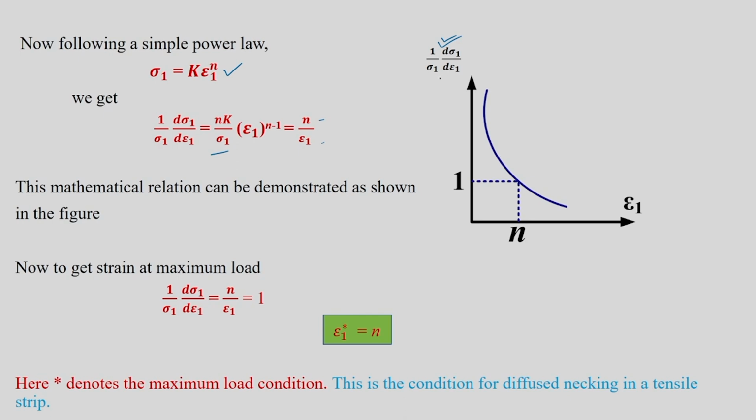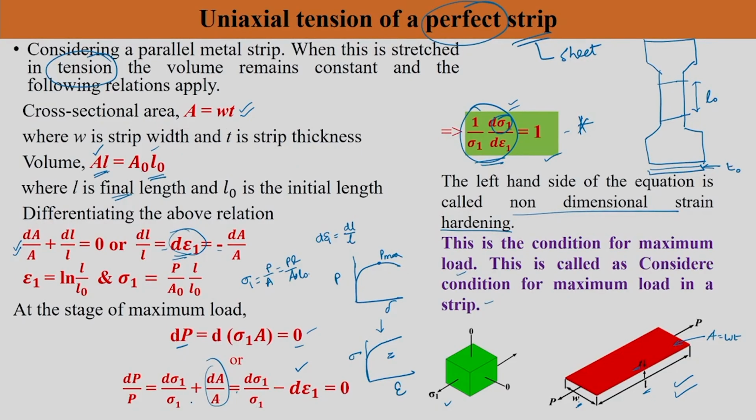There will be one particular location where this is going to be equal to 1, and if you draw a horizontal line and meet the x-axis, epsilon 1 will be equal to one particular value, and that value can be obtained by further derivation. So 1 by sigma 1 d sigma by d epsilon 1 is equal to n by epsilon 1, and in the previous equation you will see that 1 by sigma 1 d sigma 1 by d epsilon 1 is equal to 1.